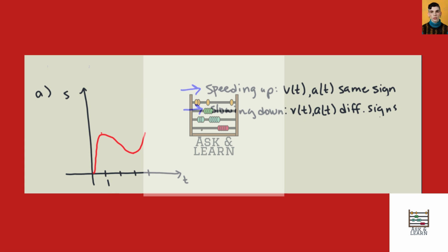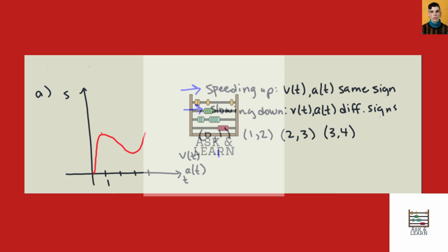So what we're going to do is break our time intervals down and analyze what's happening with the velocity and acceleration in each interval. So we have 0 to 1, 1 to 2, 2 to 3, and 3 to 4. Something is changing for each interval. So now we're going to find the sign of the velocity and the sign of the acceleration.